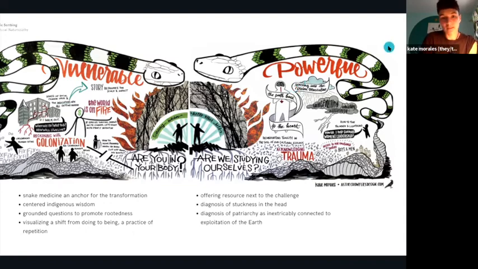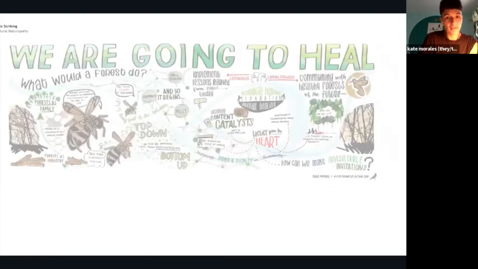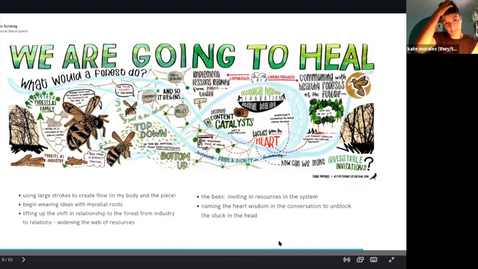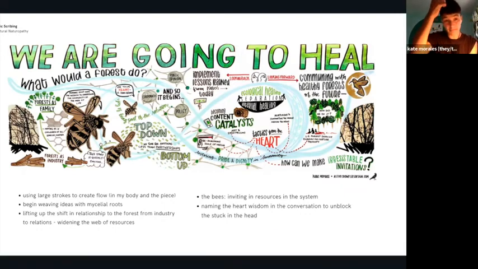I'll do another one here. This is the next day. There was a lot of tightness on the first day, so I opened this up with some giant strokes across the page to open up some flow in my body and in the cultural body. I started putting in these little roots that could weave some of the ideas together. There were people there from policy, from the private sector, and from government, and they needed to be woven together.